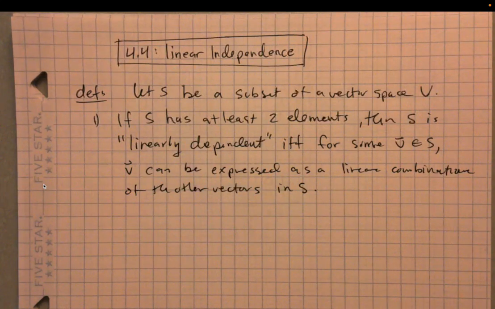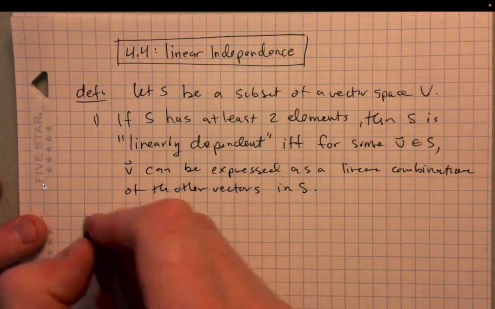As I said, this is kind of the meat of the definition. S is some subset of a vector space V, and we say that S is linearly dependent if and only if there exists some vector in S. It could be just one of them, it could be many of them, but at least one vector in S that can be expressed as a linear combination of the other vectors in S. If I can write v as a linear combination of the other vectors in the subset, then the subset is linearly dependent. That's the meat of the definition.